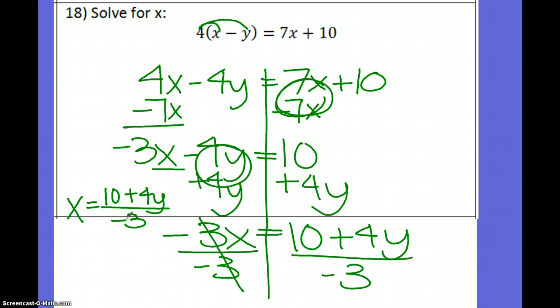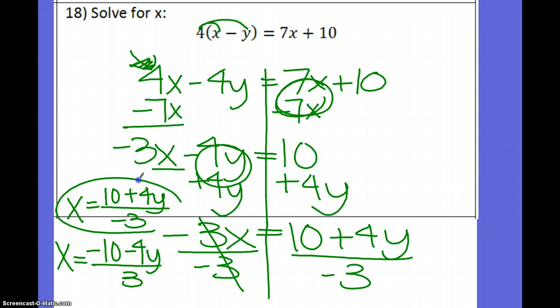If you ended up subtracting the 4x in the beginning, then your answer would have looked like negative 10 minus 4y over positive 3. But these answers are the same, so it doesn't matter which one you have. They are the same thing.